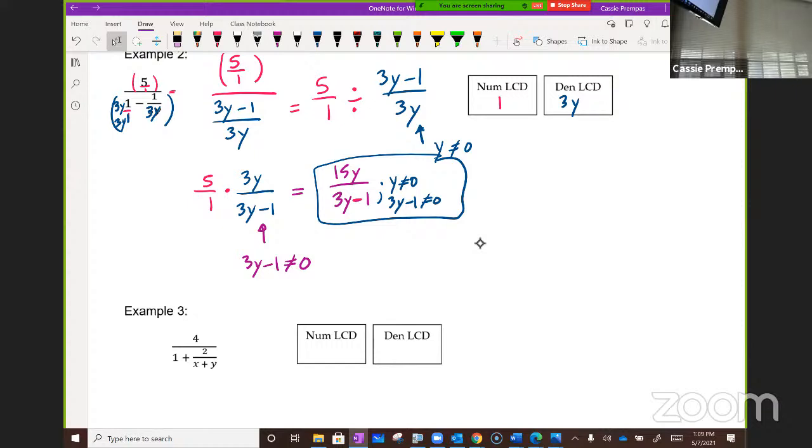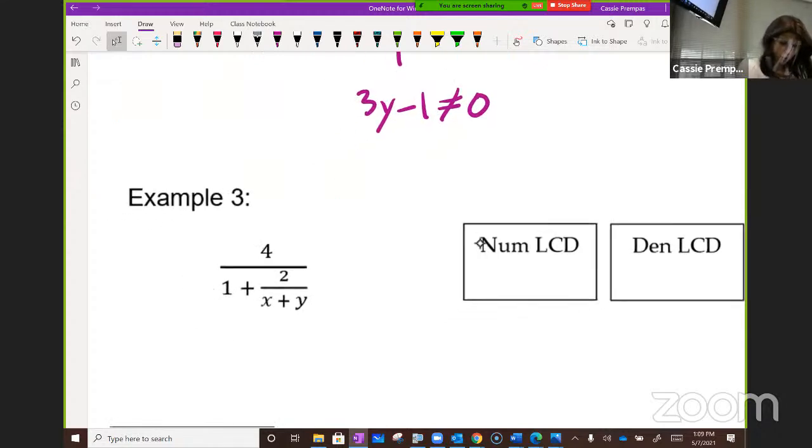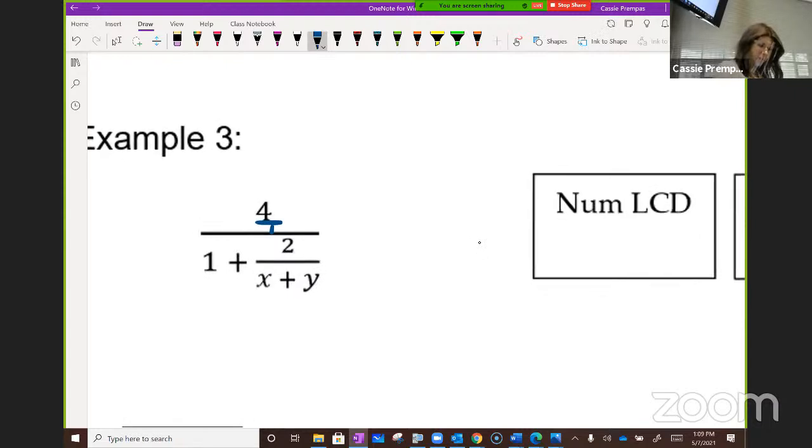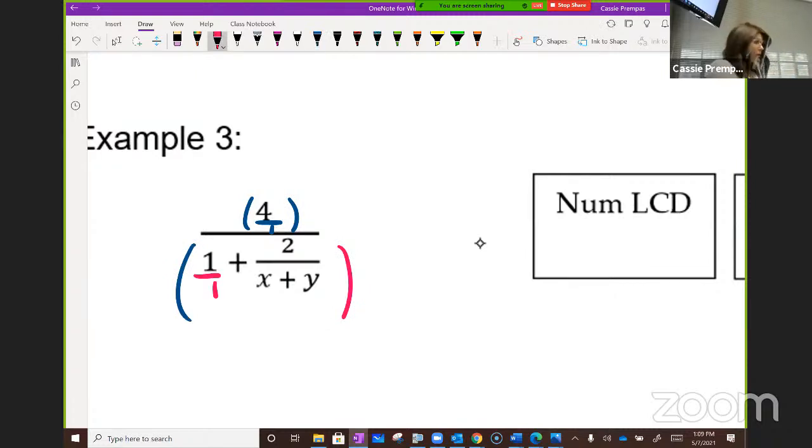All right, guys, here's what I'm seeing. I'm seeing that everybody's starting with putting 4 over 1, which is awesome. That's the first step. The tricky part is we need to make this bottom fraction into one single fraction. I saw some people put 1 over 1, which is great. What's the least common denominator between 1 and x plus y? X plus y, good. So I need to multiply this by x plus y over x plus y.